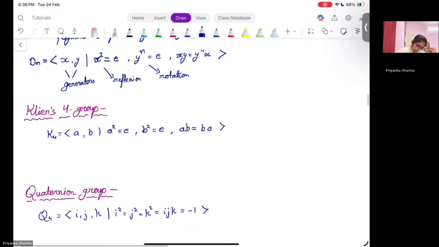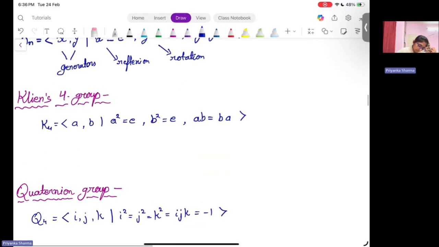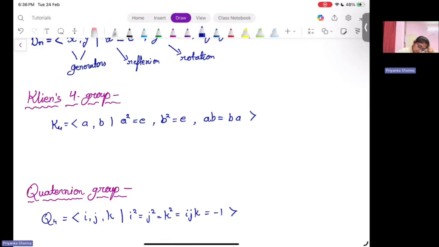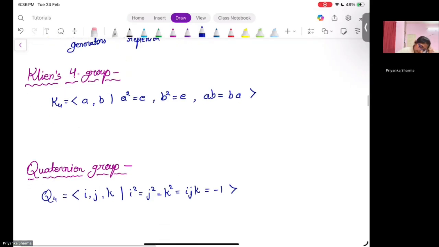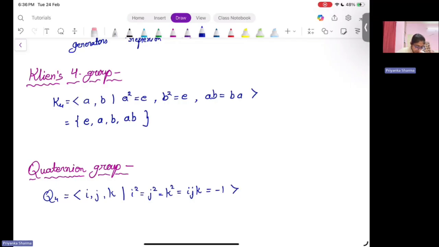Okay, now we have another group, Klein's 4 group. This is a group of order 4, which is generated by two elements, A and B. Note that here I am using two elements to generate this. K4 cannot be generated by a single element. So this is a non-cyclic group and it has four elements: identity 1, A, B, and AB. A squared is identity, B squared is identity. It means both have order 2, and AB is BA.